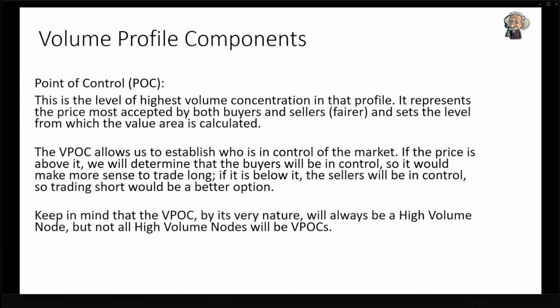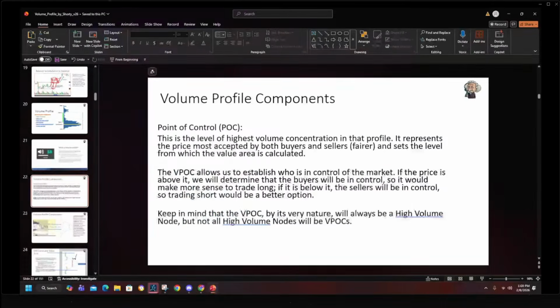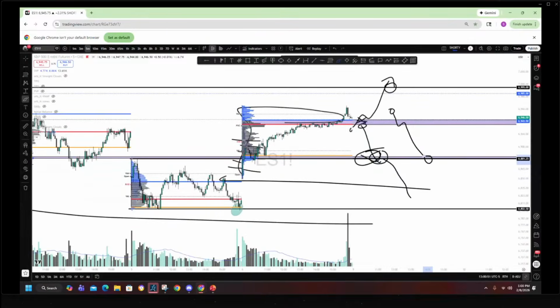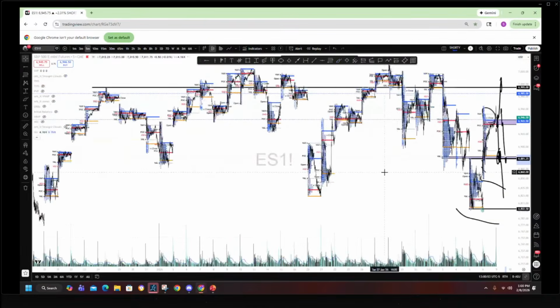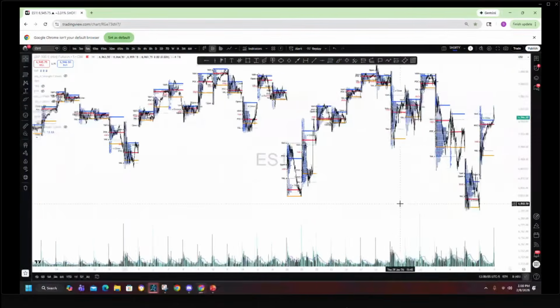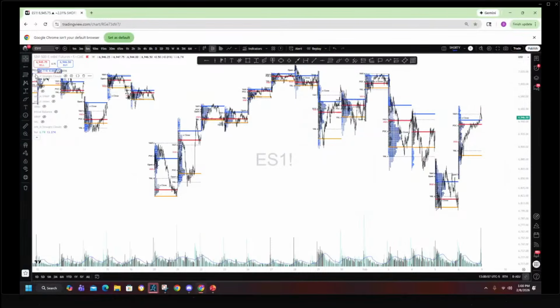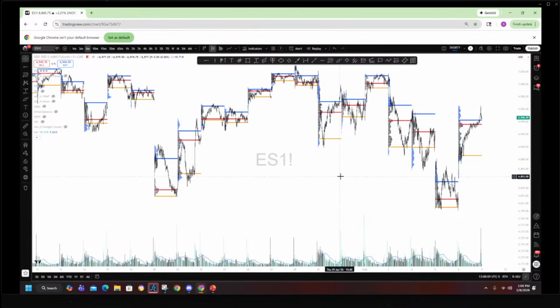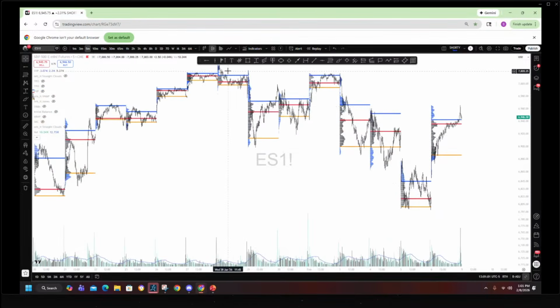Okay. Point of control, I think everybody has a definition of this, so we can speed up some of it. It's just the highest level of volume, right? And when you have a POC that hasn't been touched, those are called what? VPOC. Called VPOC. And why do we call them VPOCs? They haven't been revisited.